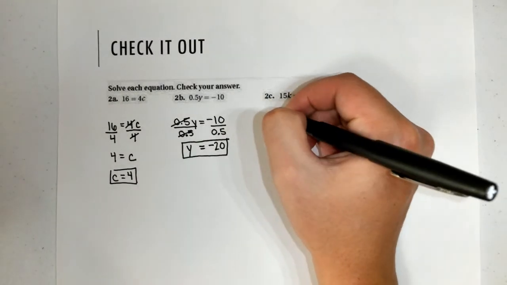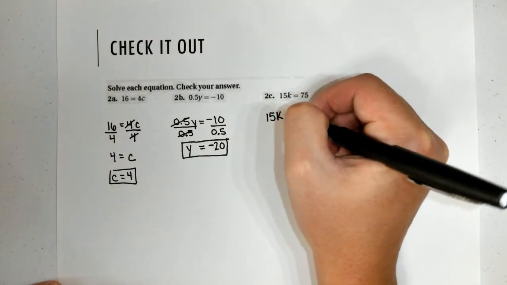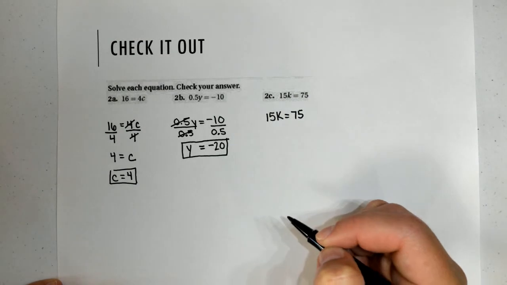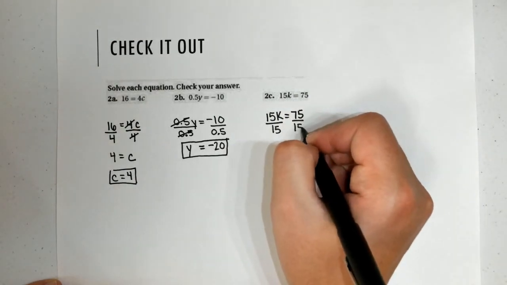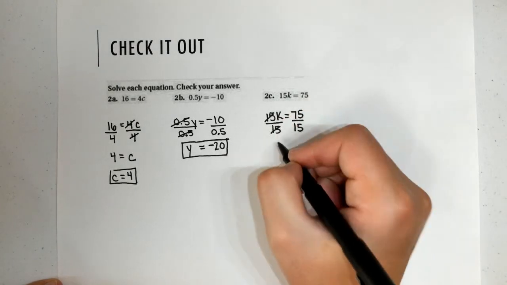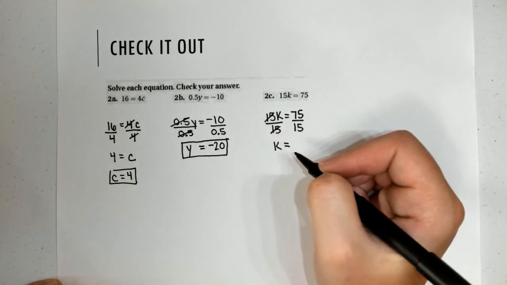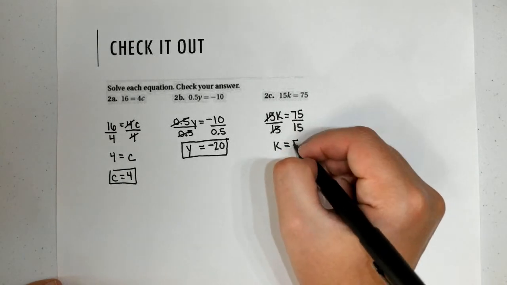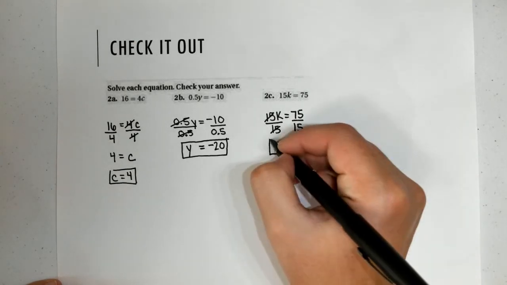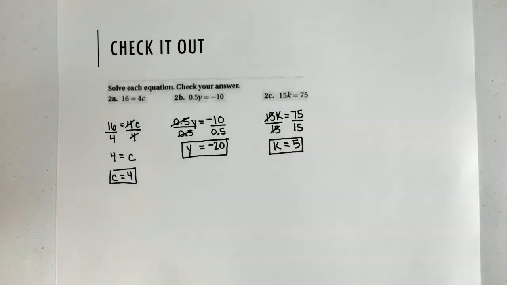C, I have 15k equals 75. I'm going to divide both sides by 15. 15 divided by 15 is 1, so I get k. And then 75 divided by 15 gives me 5. So k equals 5 for C.